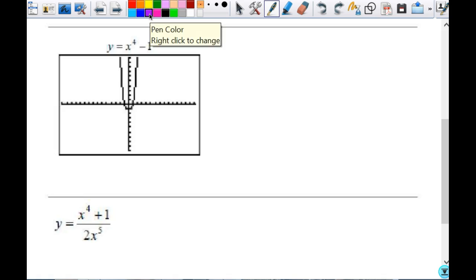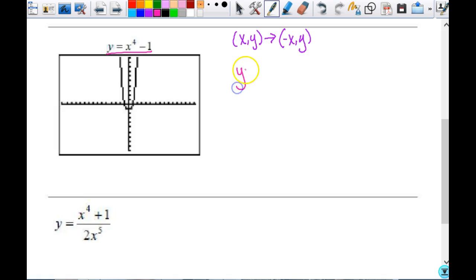All right. So again, pause if you want to try it on your own first. Sure looks like y-axis symmetry. So if it has y-axis symmetry, then (x, y) would map to, this is when our x values change, but our y values stay the same, so (negative x, y). So I take that, this is my original, I'm going to plug in y for y. I am going to plug in negative x for x. Okay, so y is just y. Negative x to the fourth is x to the fourth, minus 1. So here's what I end up with. It does match my original one.